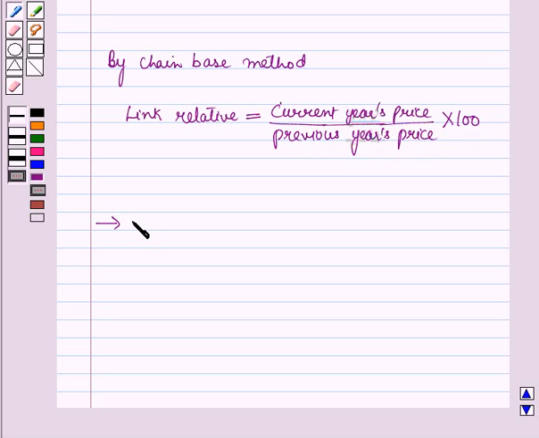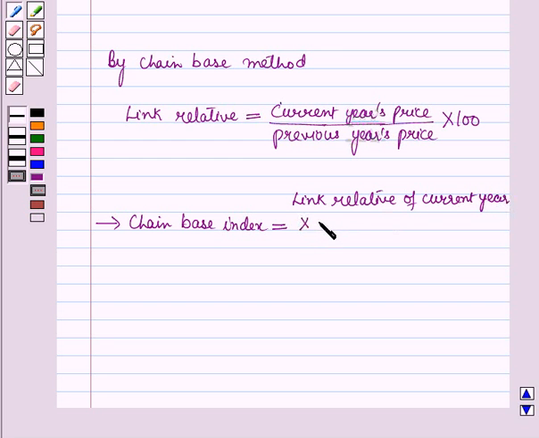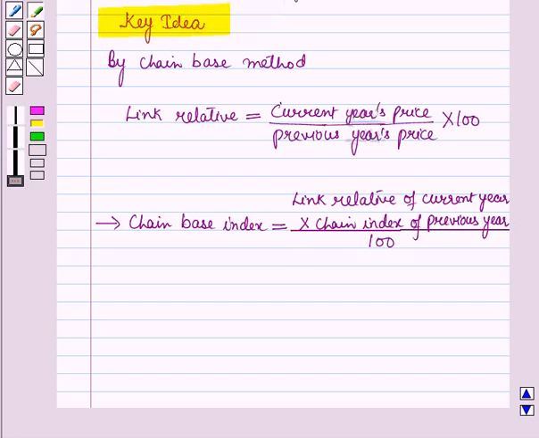And we can also find the chain-based index by using the formula: chain-based index is equal to the link relative of current year into the chain index of previous year, whole upon 100. Now this result will work out as a key idea for solving this question. And now we will start with the solution.